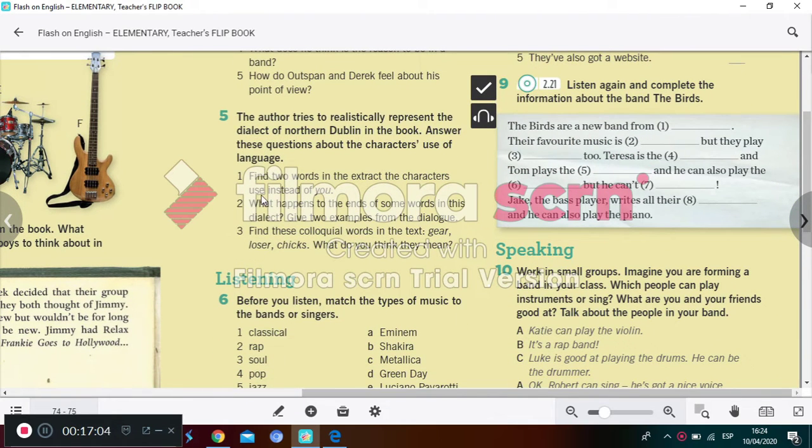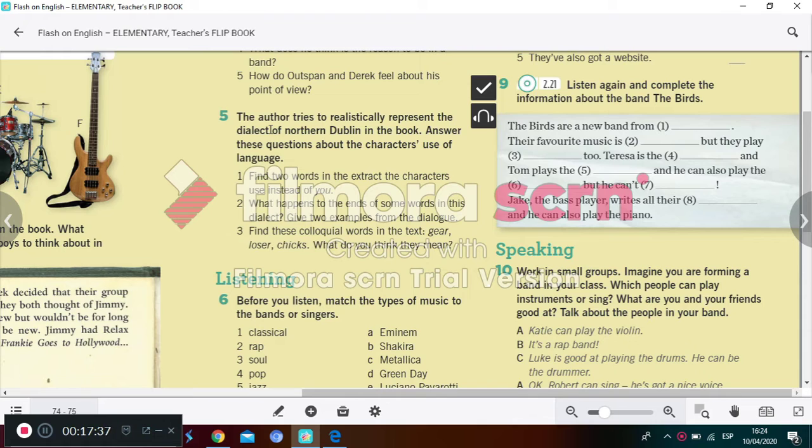Look, the author tries to realistically represent the dialect of Northern Dublin in the book. Answer these questions about the characters. As I told you before, como les dije, the writer, the author, tries to realistically represent the dialect. El autor trata de utilizar el dialecto que se utilizaba en esos tiempos, ¿ok?